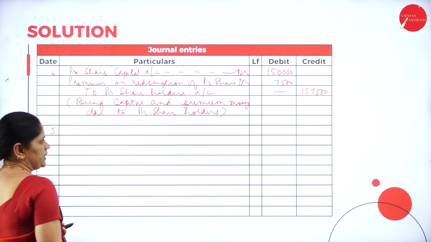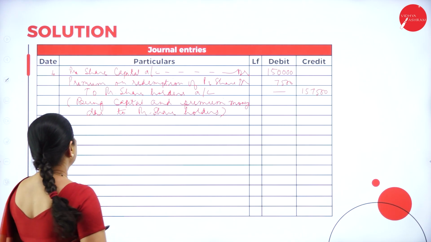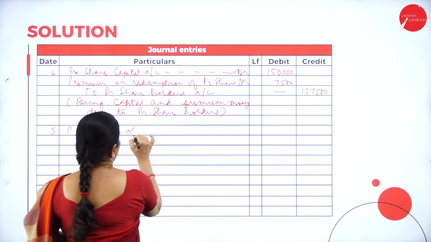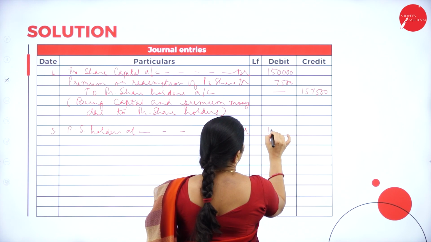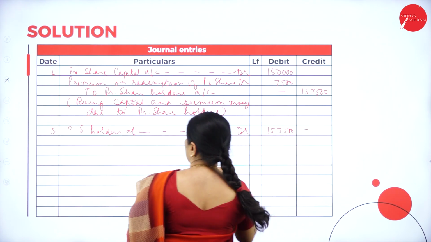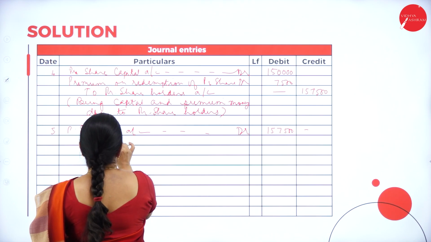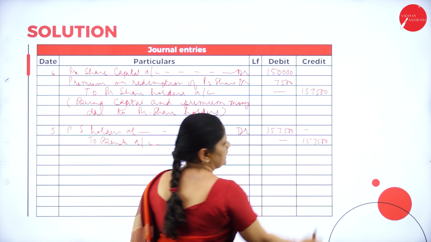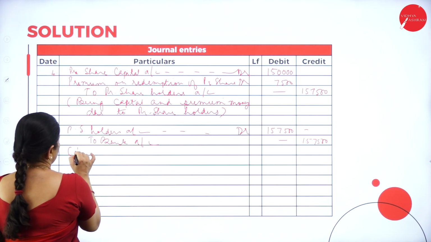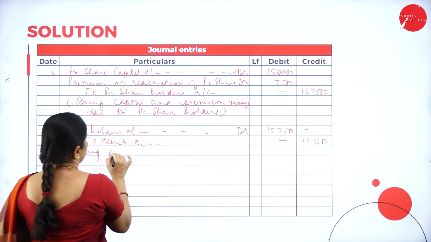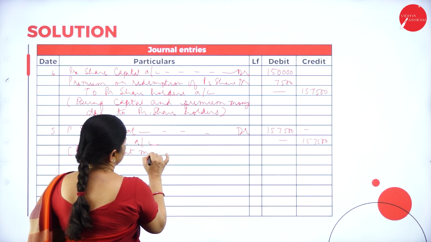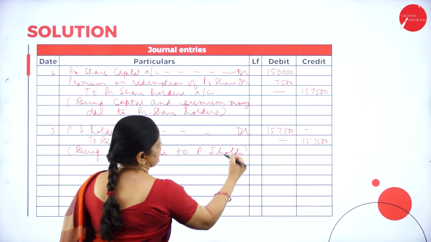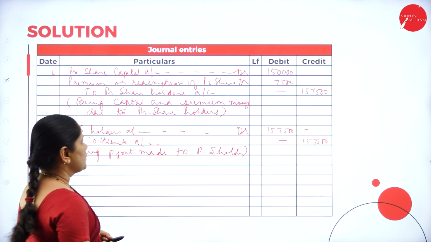The next entry will be for payment to preference shareholders. Preference shareholders account debtor 1,57,500 to bank account 1,57,500, being payment made to preference shareholders. So this is the payment made to preference shareholders.